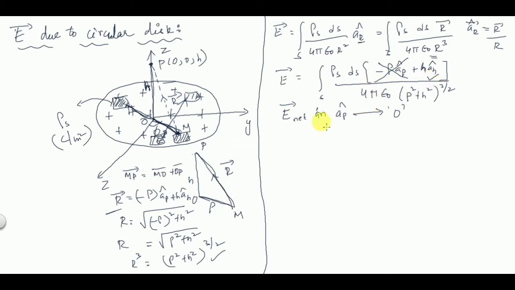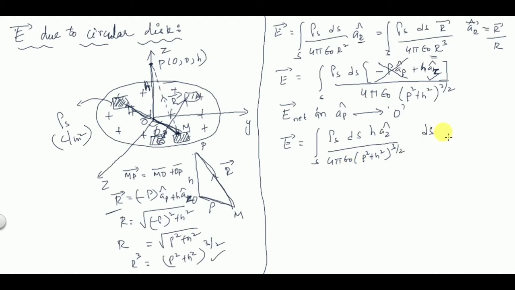So electric field intensity is due to the Z direction only, it is AZ here. I'm sorry, AZ here, not AH. I'm really sorry. So net electric field is in the Z direction only. So E bar is equal to integral over s of rho s ds into h AZ cap divided by 4 pi epsilon naught into rho square plus h square whole to the power of 3 by 2.